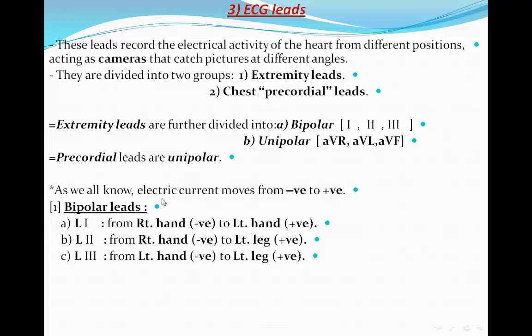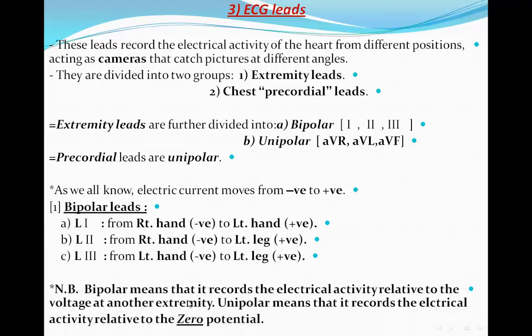As we all know from our primary and secondary schools, electrical current moves from the negative to the positive pole. Bipolar leads: lead 1, its negative pole is in the right hand going to its positive pole, which is in the left hand. Lead 2, from the right hand to the left leg or the left foot. Lead 3, from the left hand to the left foot. Bipolar here again means that it records the electrical activity relative to the voltage at another extremity. Unipolar means that it records the electrical activity relative to the zero potential.